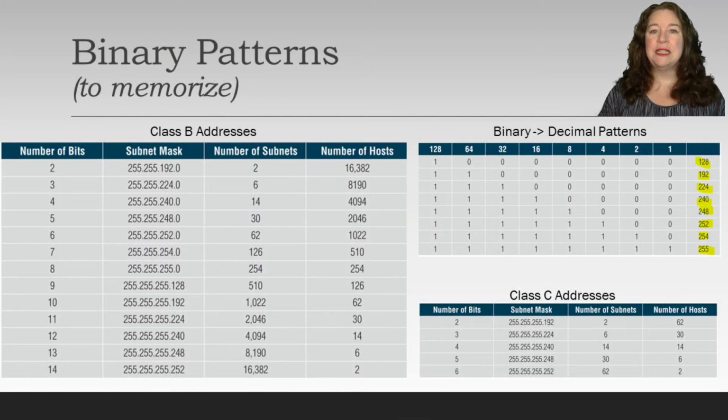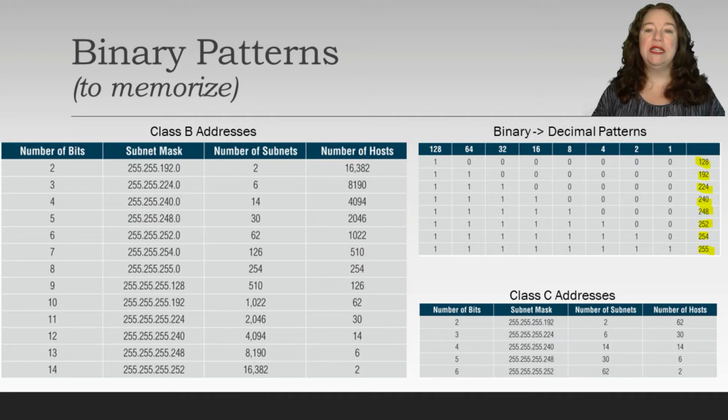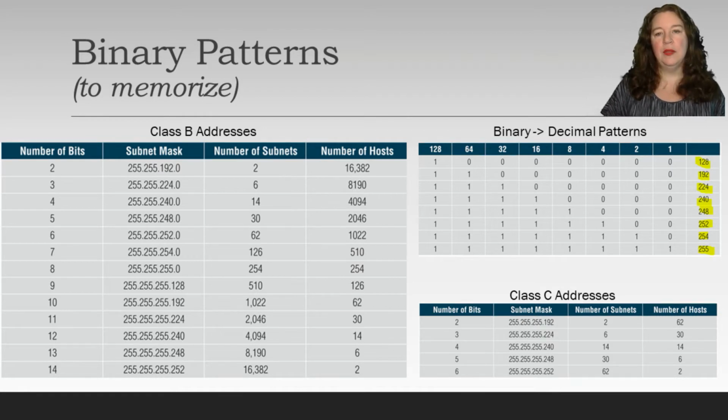A couple of things to memorize, and depending on how you feel about binary, this may be intimidating or it may be really, really easy. First off, what are the possible binary to decimal patterns? How do you convert from a binary number to a decimal? By following a pattern of increased bits. So starting with 1 bit, if we just have 1 bit on the left-hand side and all zeros, that's going to be 128.